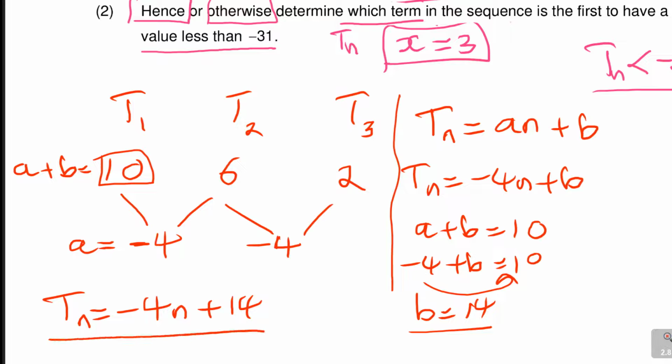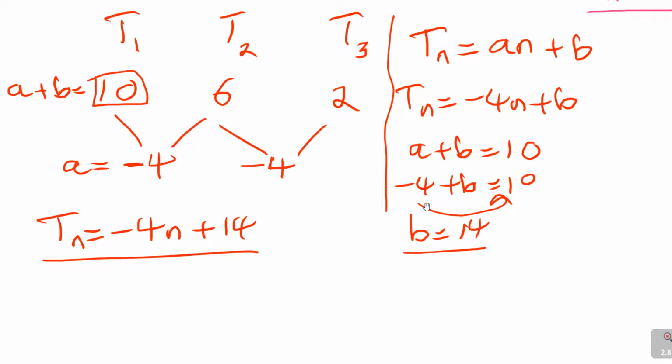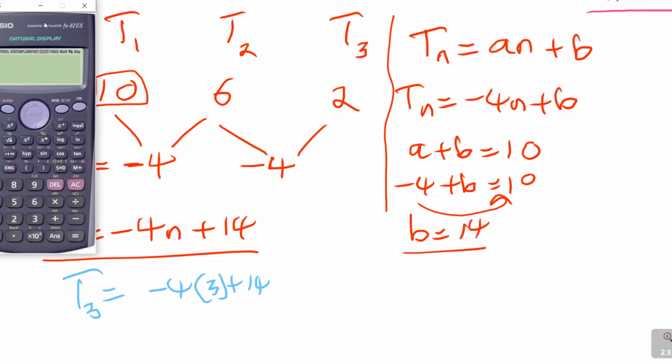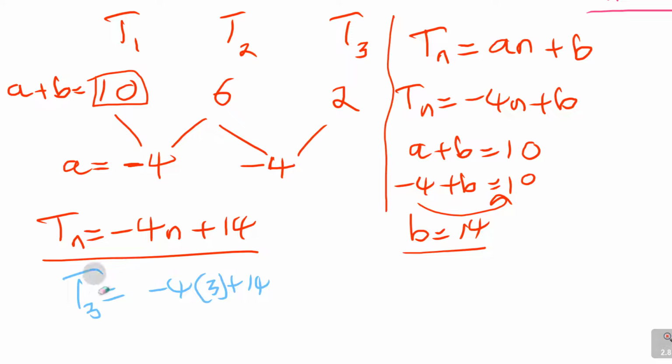See this? You can test it. Always test it. Let's test it with T3 just to see if our answer is correct. T3 is equal to minus 4 times 3 plus 14. Then take a calculator quickly and check it out. Minus 4 times 3 plus 14 is 2. So it works, you see. So I've tested it. It's correct. Always test it.